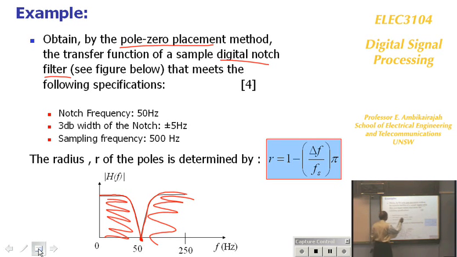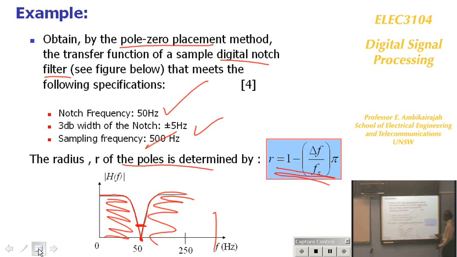How do you do that? The notch frequency is given as 50 hertz. The bandwidth, this bandwidth here, is given as 10 hertz. The sampling frequency is 500 hertz. And the radius, where you put the poles, is given by this equation. It's given to you. You can prove that as well. Maybe we should prove that later.